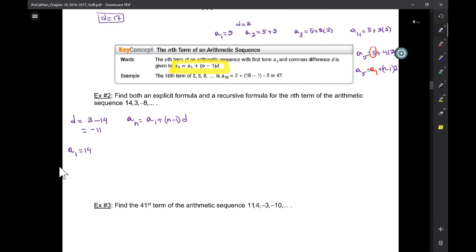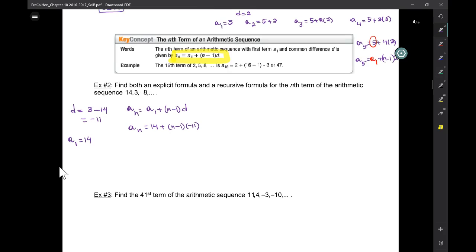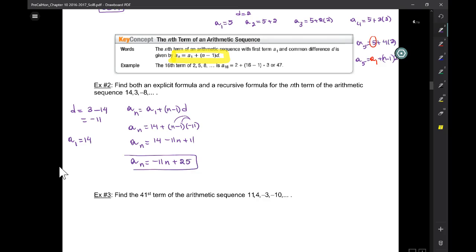Now, the general formula is AN is equal to A1 plus n minus 1 times D. Now, let's put in the specifics for this sequence. AN is equal to 14 plus n minus 1 times negative 11. Does that make sense? Now, can we simplify? Of course we can, because we're in Precalc Honors. So AN is 14 minus 11n plus 11. So AN is negative 11n plus 25. This is the explicit formula.